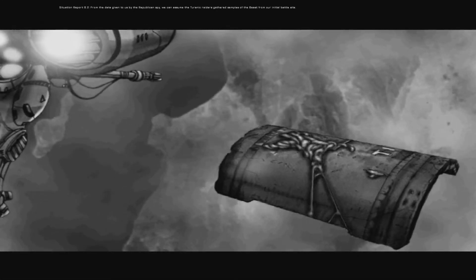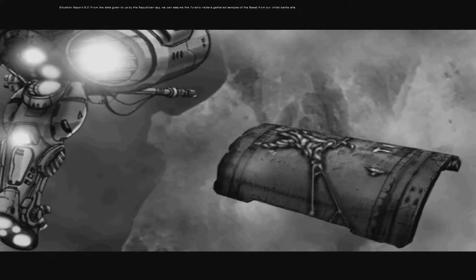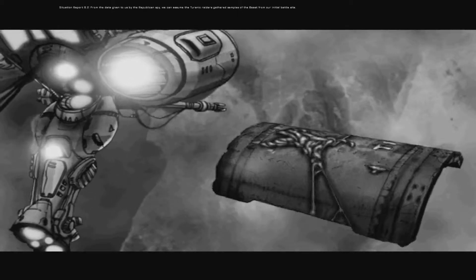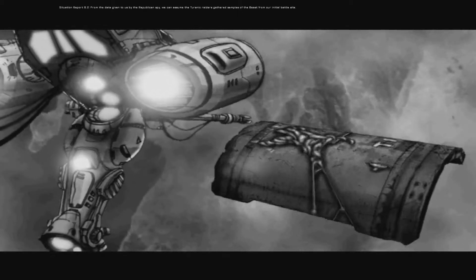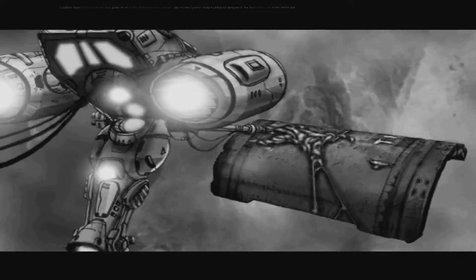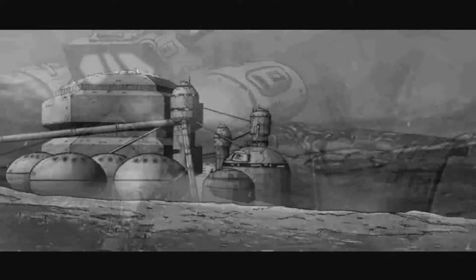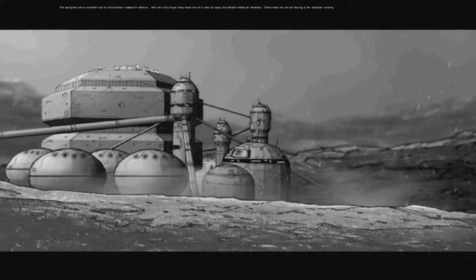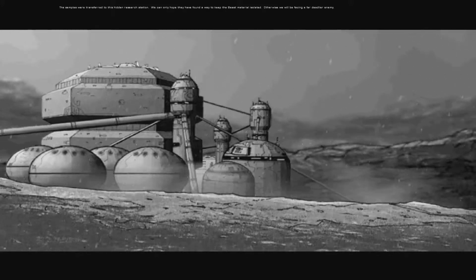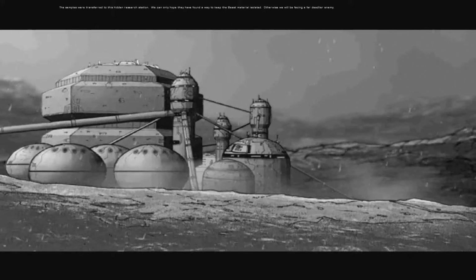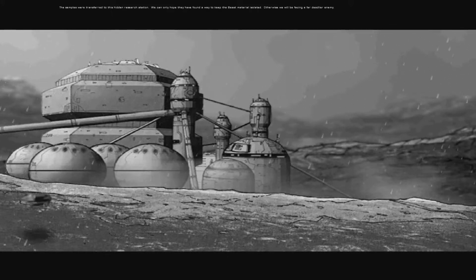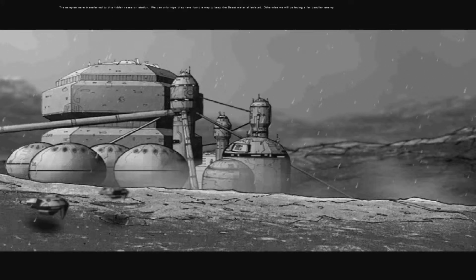Situation report 8-2. From the data given to us by the Republican spy, we can assume the Tyrannic raiders gathered samples of the beast from our initial battle site. The samples were transferred to this hidden research station. We can only hope that they have taken precautions to keep the beast material isolated. Otherwise, we will be facing a far deadlier enemy.